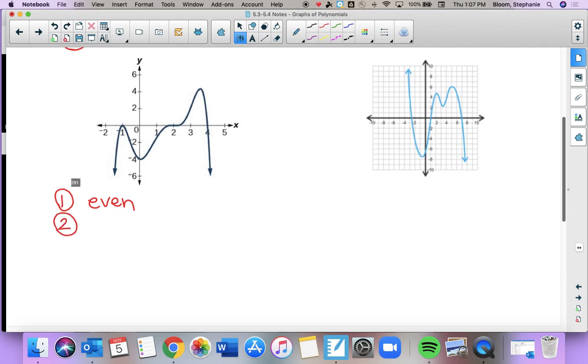Question 2, is the leading coefficient positive or negative? Maria, how do you know? On the right-hand side, it is going down. Good. That means it's negative. Number 3, what is the possible degree? Now, it has to be even. You got to pick something that's even. How can I figure out what the possible degree could be? What am I looking at? Wiley? Okay, how many times it crosses the x-axis?